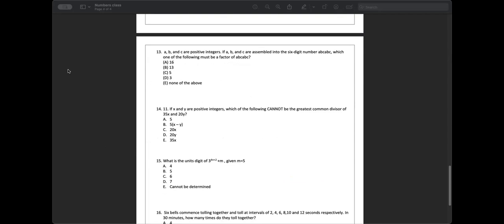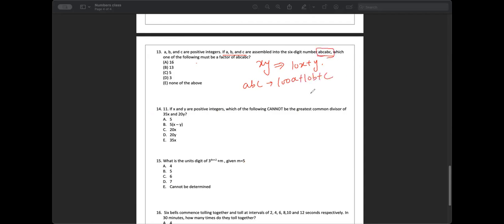A, B, C are positive integers and A, B, C are assembled into a 6-digit number. So this is a 6-digit number. Which one of the following must be a factor of ABCABC? Now, if we write a number xy, I can write it as 10x plus y, right? If I write a number ABC, I can write it as 100A plus 10B plus C.